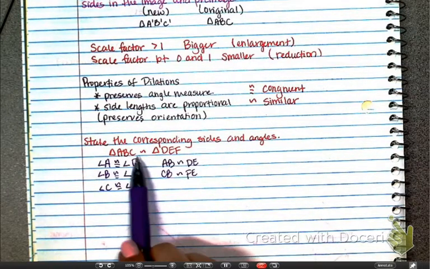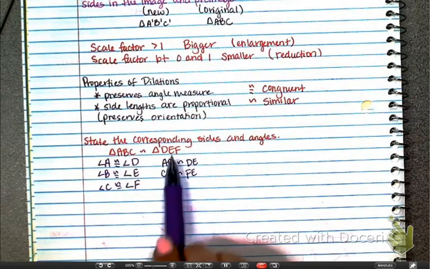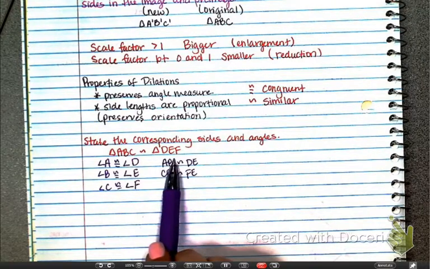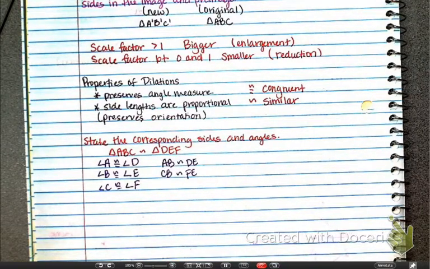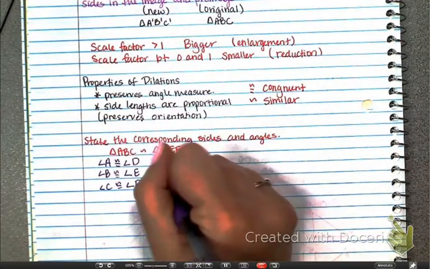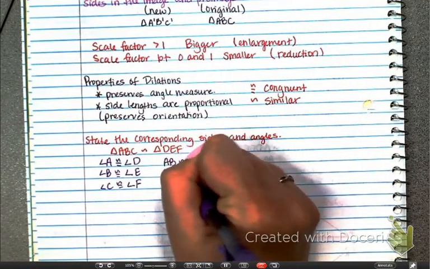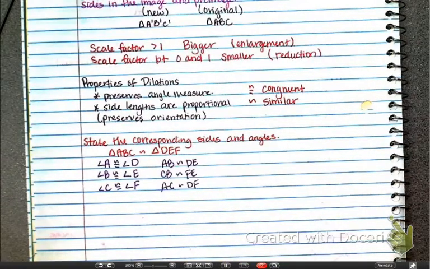So since I went from the last letter to the middle, I have to go last letter to the middle. Anyone know what my last side length would be? AC and DF, good. So we can just use a similarity statement. We don't even have to have a picture, and we can tell what's congruent and what's similar.